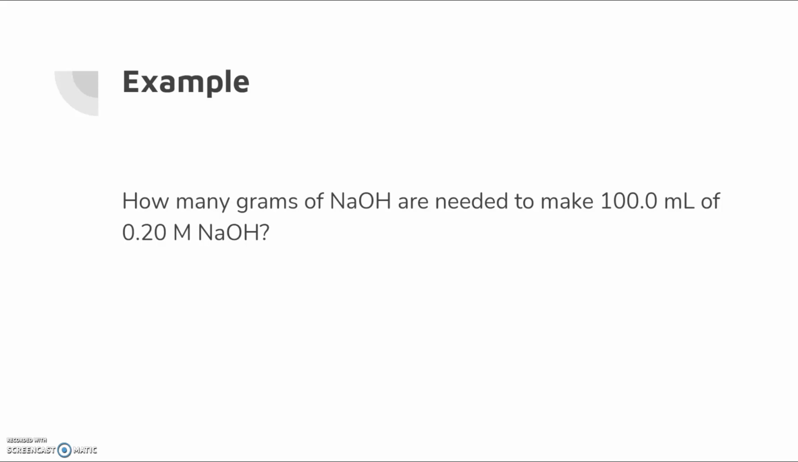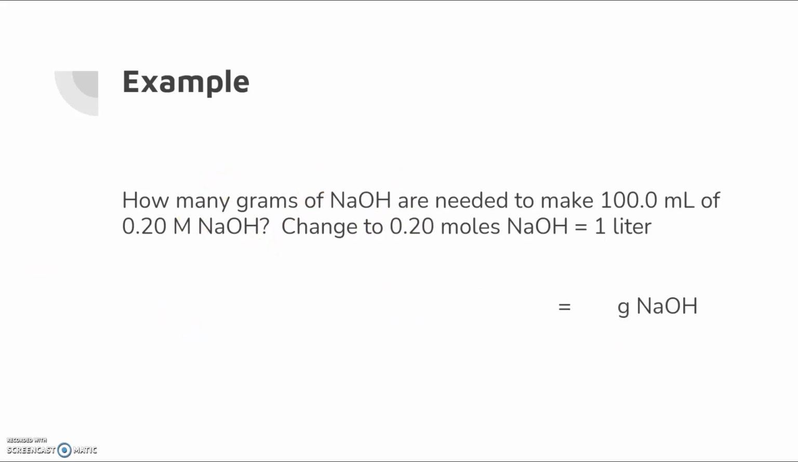Here's the first example. How many grams of sodium hydroxide are needed to make 100.0 milliliters of 0.20 molar sodium hydroxide? So the first thing you want to do is remember that this is actually a conversion factor. So I'm going to change that to 0.20 moles of sodium hydroxide equals 1 liter, and remind myself that that's actually a conversion factor or an equivalence. So now I'm going to solve the problem as I normally do. The first thing to solve a problem is, what am I looking for? So I'm looking for grams of sodium hydroxide. So I'm going to put equal sign grams of sodium hydroxide.